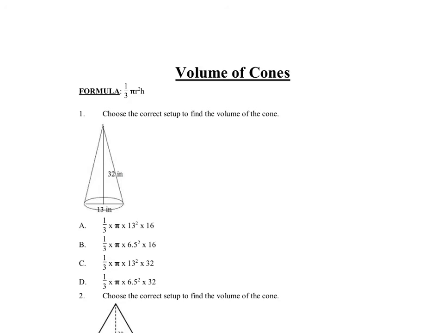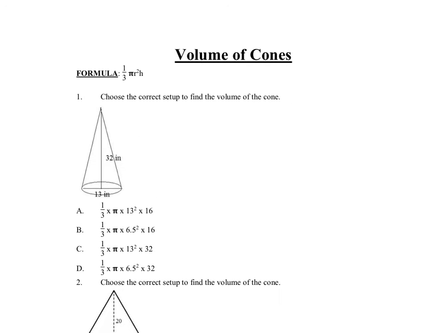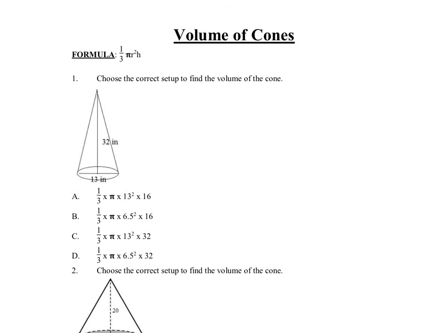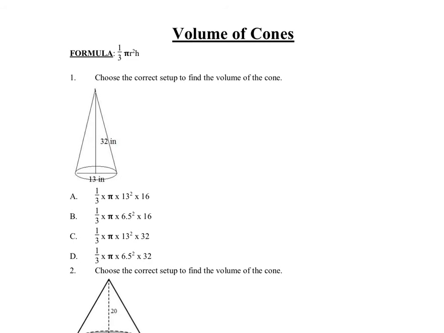Okay, assignment number 2 for week 9. The formula, this is the volume of cones, and they give you the formula. Again, just like the cylinders, if you need to write it down every single time so you can visually see it, then that works. That's perfect. So 1/3 times pi times radius squared times height.